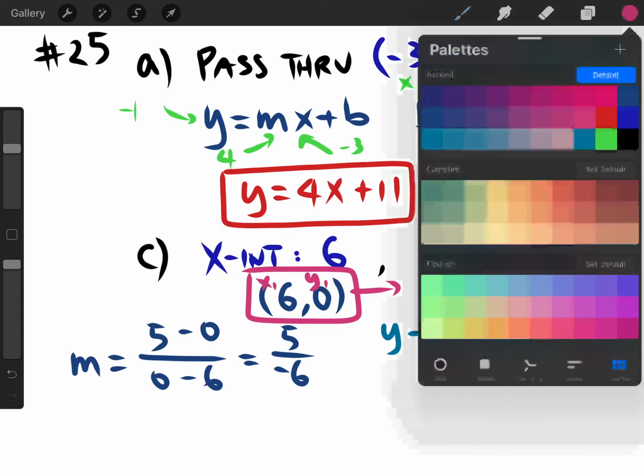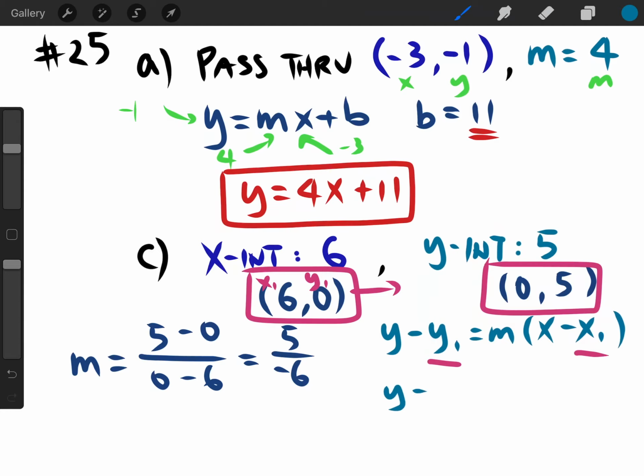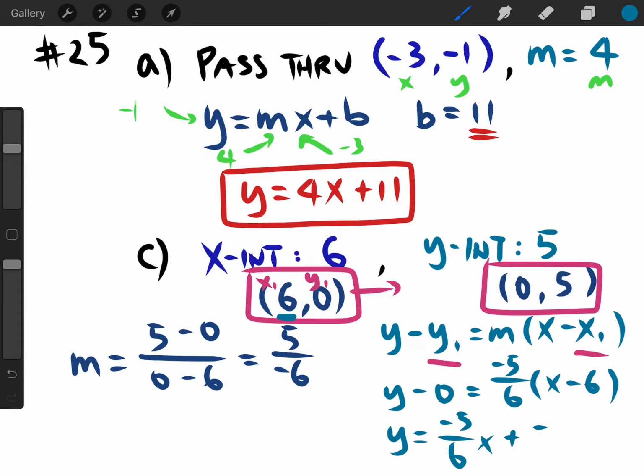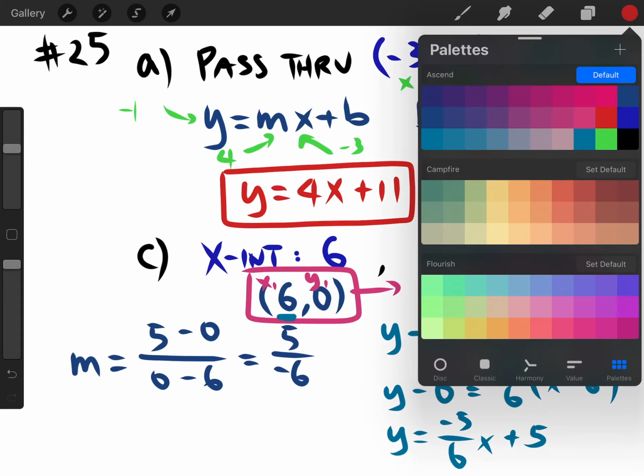So you get y minus y1, which is 0, equals the slope inserted, negative 5 over 6, times x minus 6. So this is y equals negative 5 over 6 x, and then distribute the negative 5 over 6 to negative 6, it's going to be positive 5. That would be your answer right there.